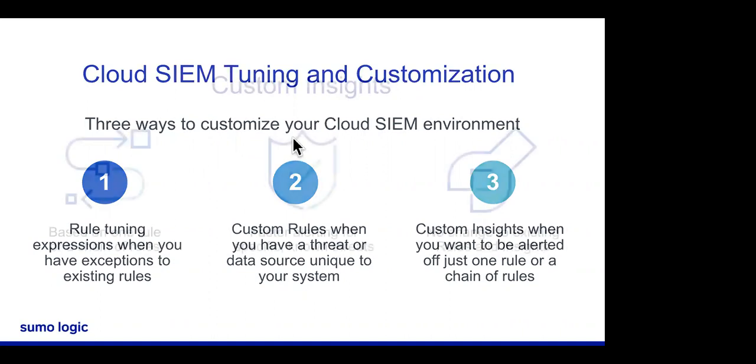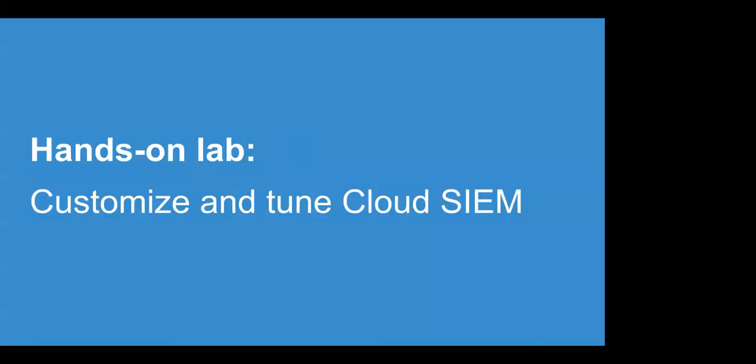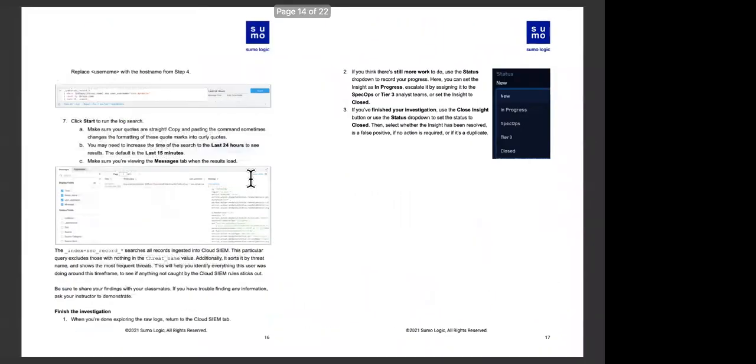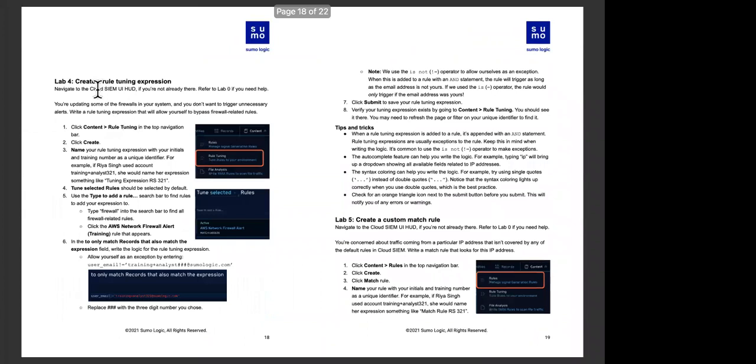All right. So that's what we're going to focus on right now. We're going to do a series of labs. So once again, we're going to go back to this lovely PDF document, and I'm going to walk you through this. So what we want to do is go to lab 4. We're going to start with a rule tuning expression here in lab 4.